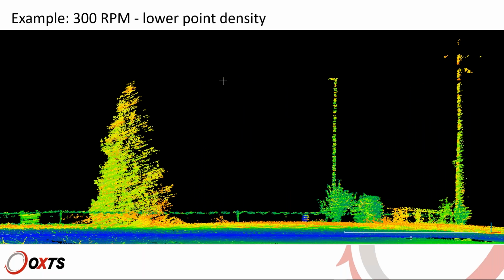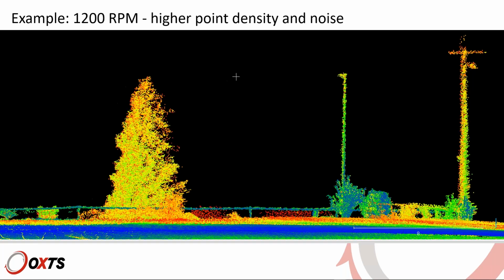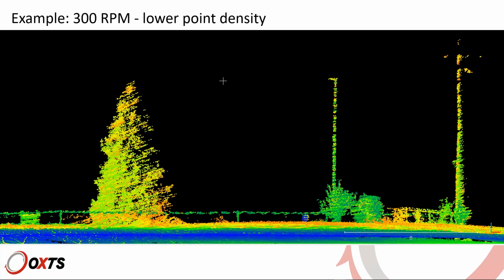Other examples. This was done at 300 RPM, so you can see a low point density. If you look at the fence over here, there are some missing bits. Also on this pylon, there are some missing bits. The point density is not very high. Compare it with this. So same scan, but at 1200 RPM, you can see that you have more hits on the fence, on the tree, and on the pylon and lamppost. But also, you can notice that the image is a bit more noisy. So you have more stuff, more flesh on the bones, if you wish, but not as neat.